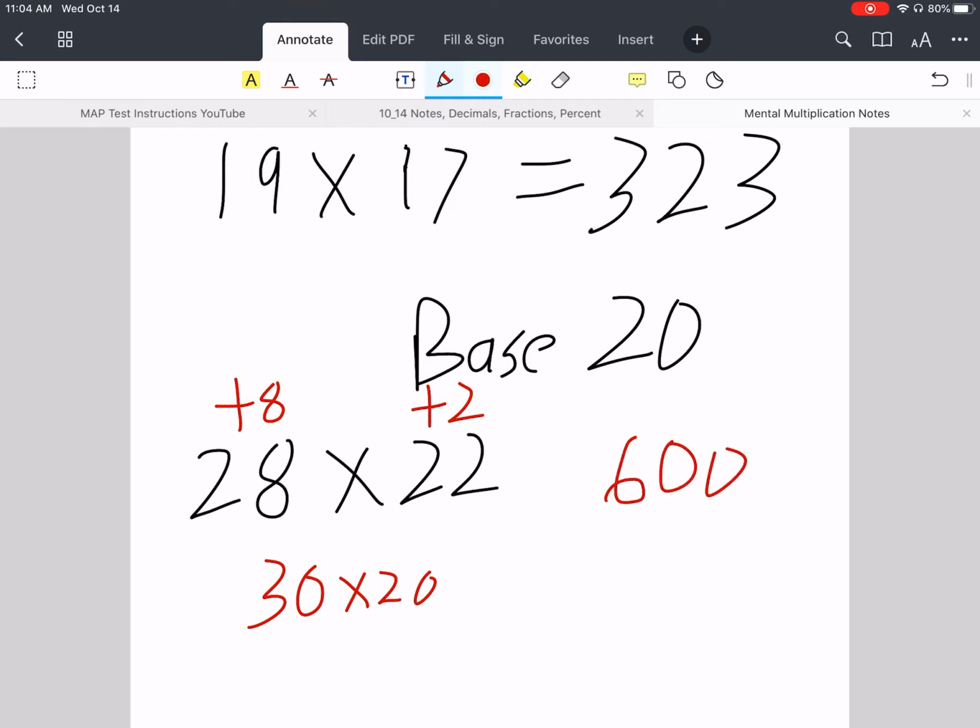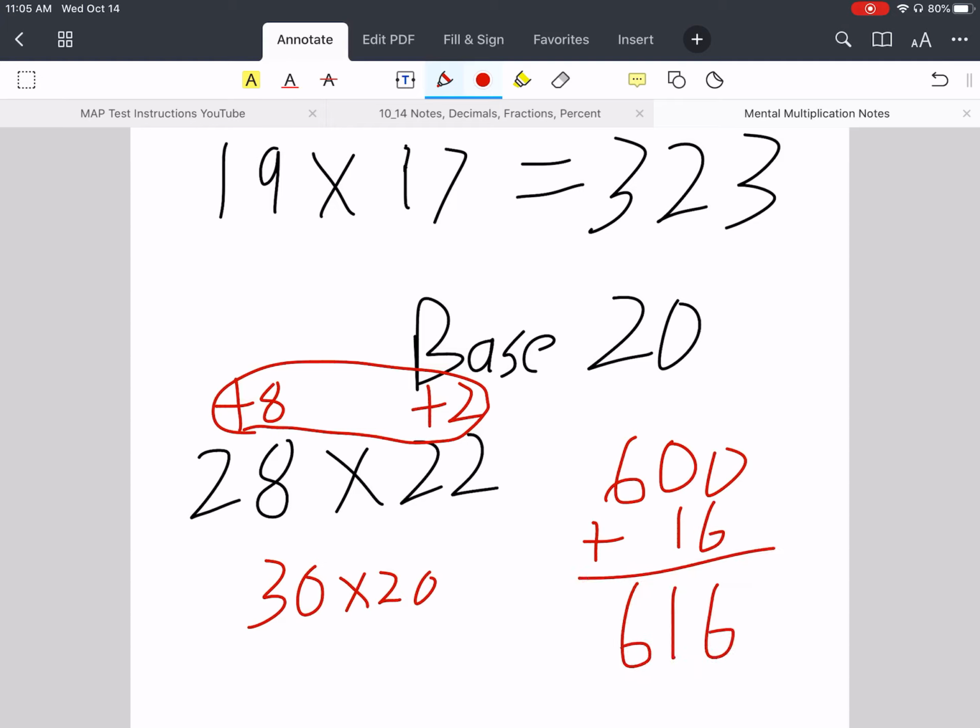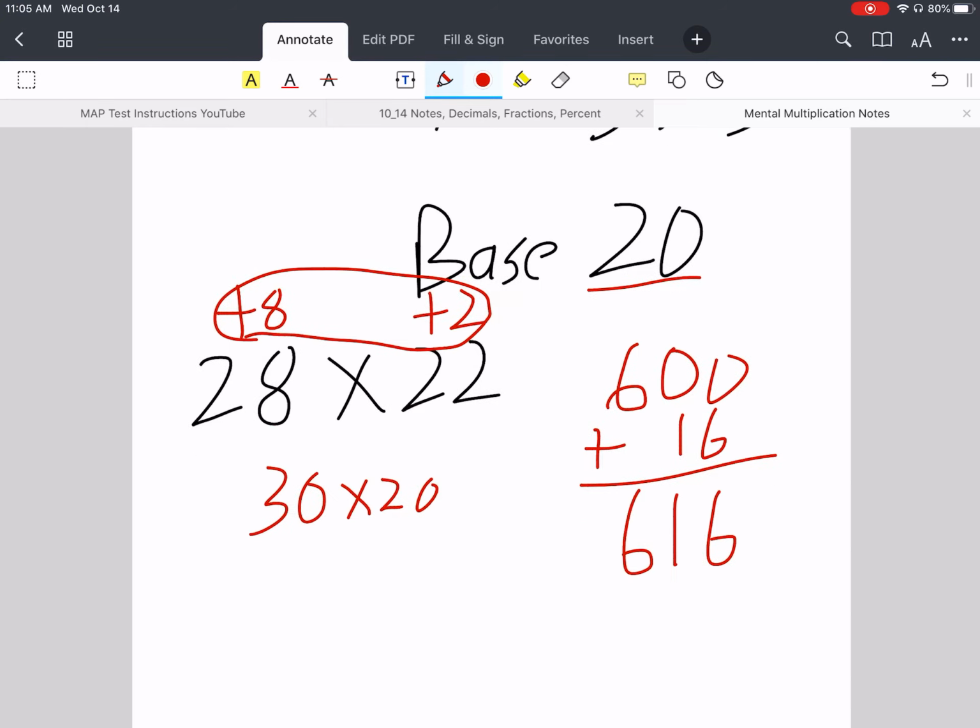So that would get us 600, because 3 times 2 is 6, add 2 zeros. And 8 times 2 is 16. So we're going to add 16. So 28 times 22 is 616. And this works for any base that we want. Just the bigger the base, the more difficult it's going to be to do in your head, which makes sense because the larger the numbers, the more difficult it'll be.